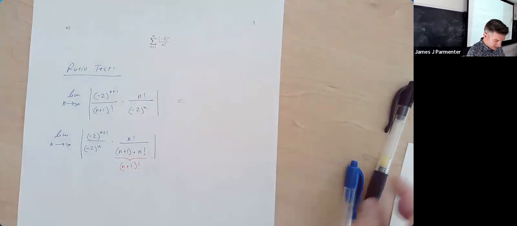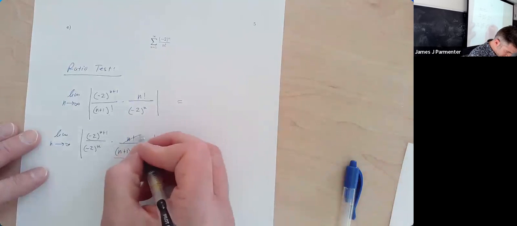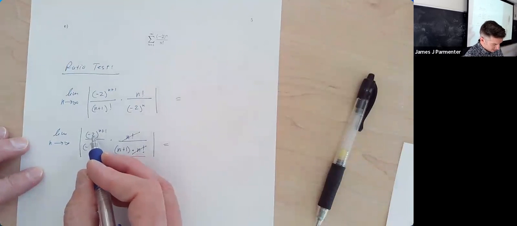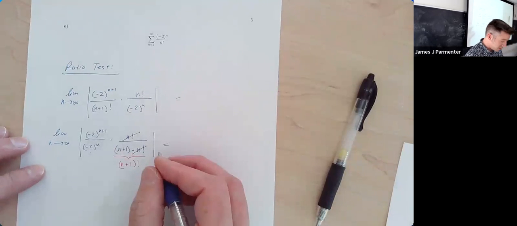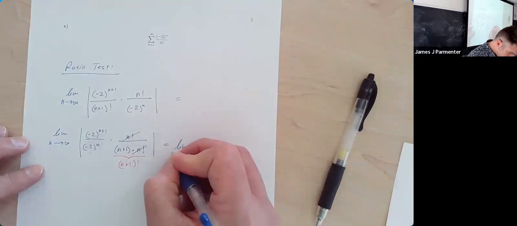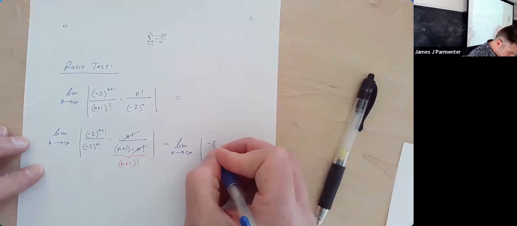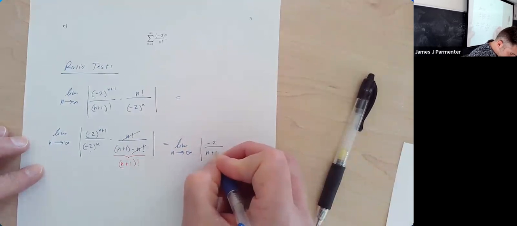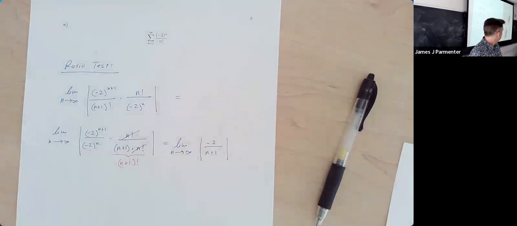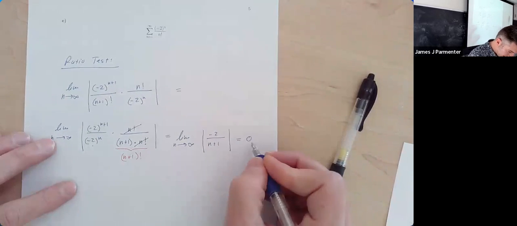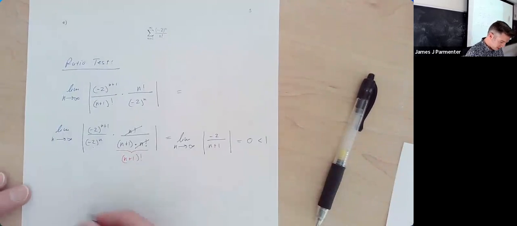Because then we can see that the n factorials cancel. So you end up with, and also negative 2 to the n plus 1 over negative 2 to the n is just negative 2. We have the limit as n goes to infinity of the absolute value of negative 2 over n plus 1. And as n goes to infinity, what happens to negative 2 over n plus 1? It goes to 0, which is less than 1. So this series converges.